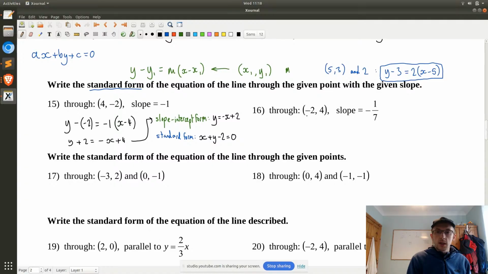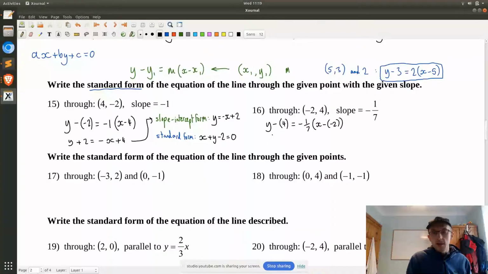Next, we know that it passes through -2, 4, and we know that the slope is -1/7. So we'll use this here. So just plugging everything in, that's all. Y minus 4, that's your y little 1. So y minus 4 equals -1/7. Open your brackets, put in x, then minus -2. Just there like that.